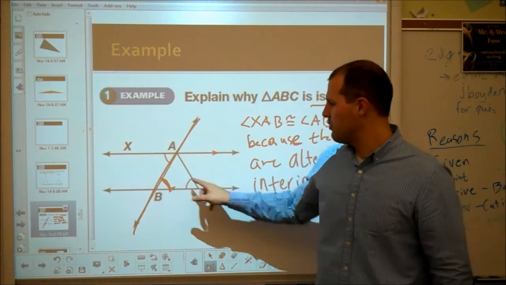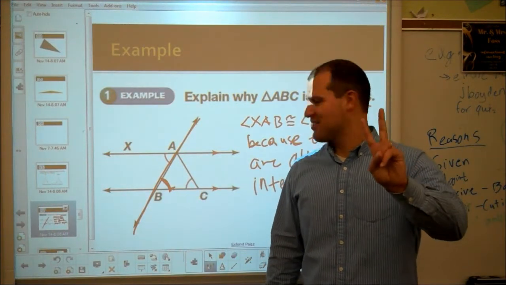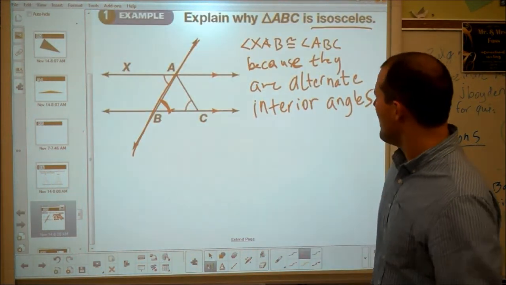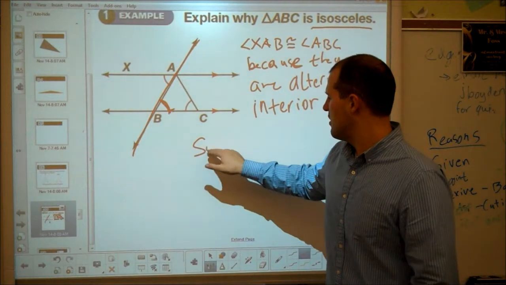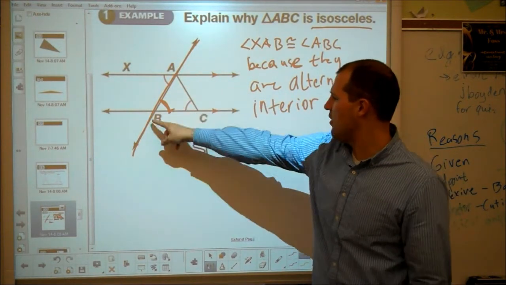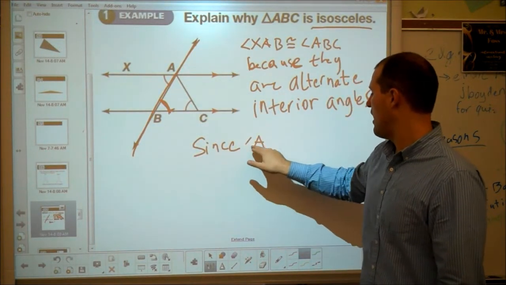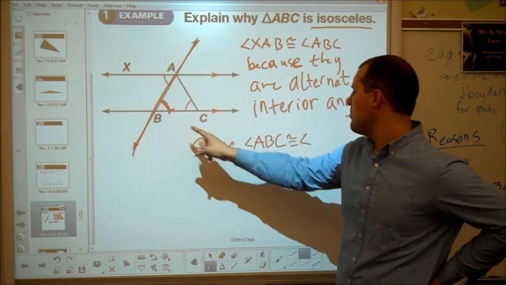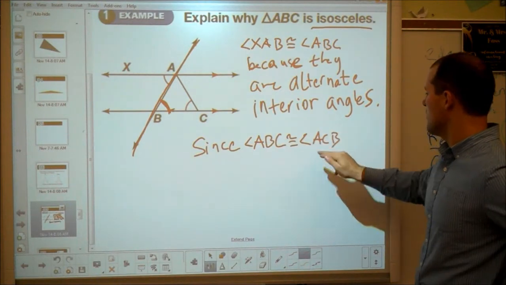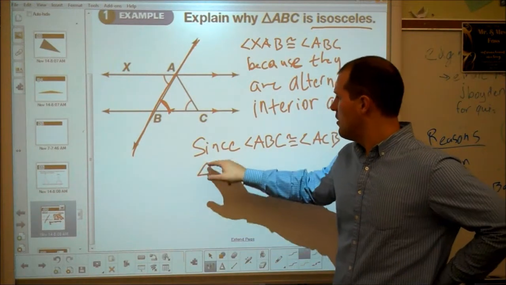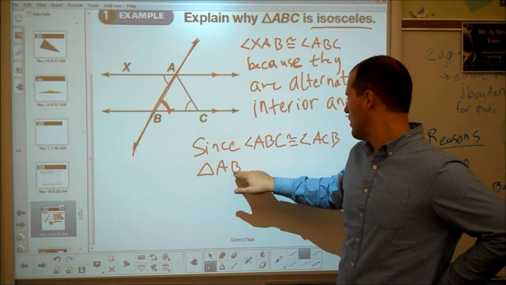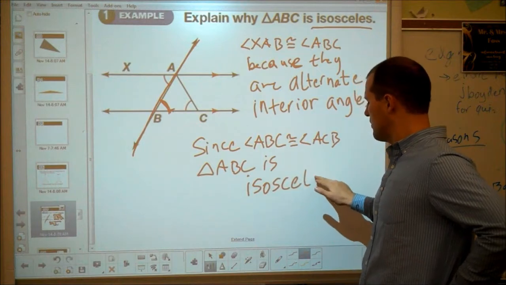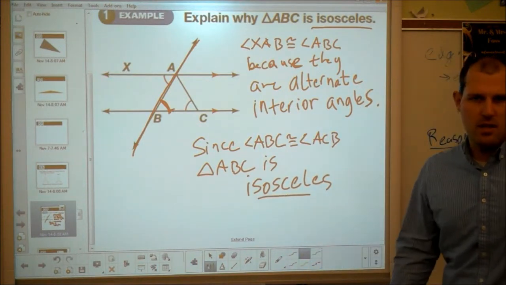Okay, so now I've got that those two are the same. I have two angles that are the same. That's enough to say that this is an isosceles triangle. So how will I explain that? I'll say since angle ABC is congruent to angle ACB, triangle ABC is isosceles. Okay, done. That's our explanation.